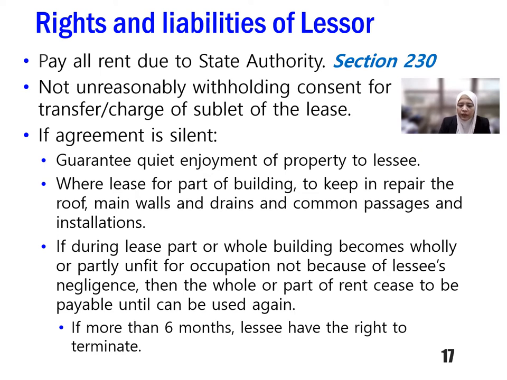If during the lease, part or whole of the building becomes wholly or partly unfit for occupation, which is not because of the lessee's negligence, then the whole or part of the rent ceases to be payable until it can be used again. Okay? So, in the case of a fire, for instance, or any natural disasters that caused the building, either part or the whole of it, to be unusable, not due to the fault of the lessee, but due to a disaster beyond the control of the lessee, then the lessee need not pay rent until the part of the building that is under disrepair is repaired again and can be used again.